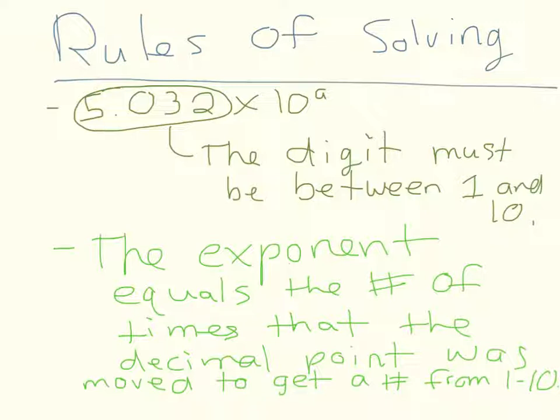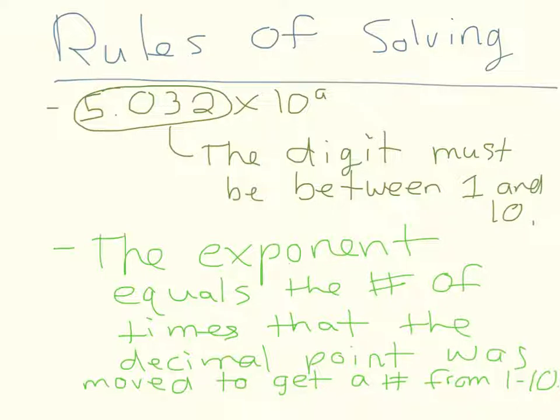So these are just some simple rules of solving scientific notation problems. For the first example you see at the top, the digit must be between 1 and 10. So the digit in this problem is 5 and 32 thousandths. Another rule is that the exponent must equal the number of times that the decimal point was moved to get a number from 1 to 10.